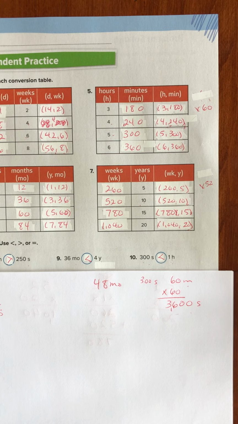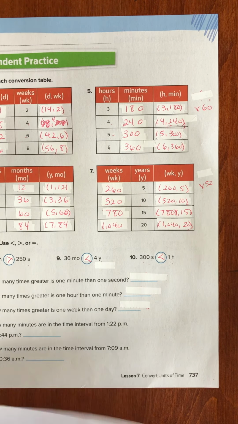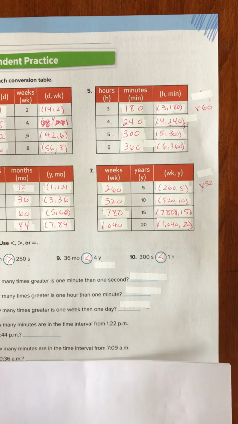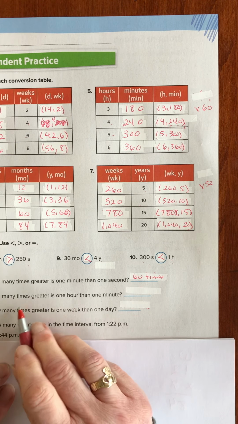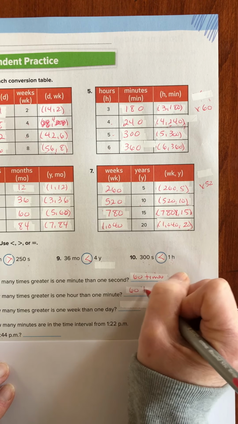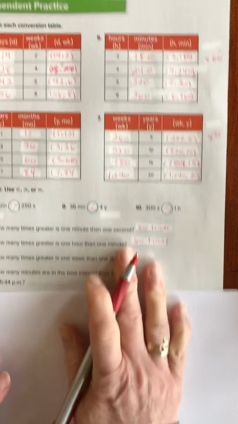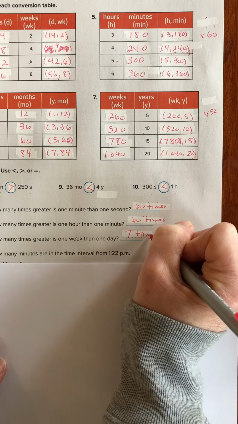Okay, so look at these next ones. It says, how many times greater is 1 minute than 1 second? That would be 60 times, because there are 60 seconds in 1 minute. How many times greater is 1 hour than 1 minute? That would be 60 times, because again, there are 60 minutes in 1 hour. How many times greater is 1 week than 1 day? There are 7 days in a week, so that's 7 times.